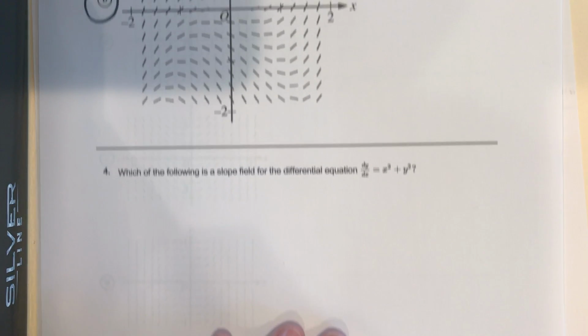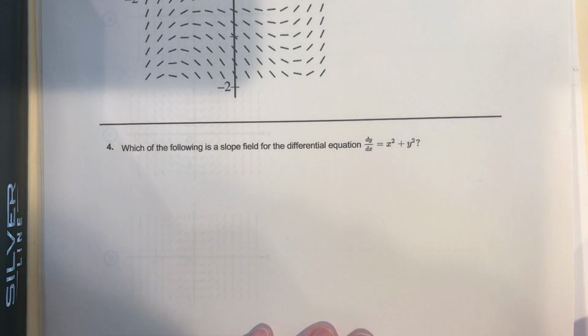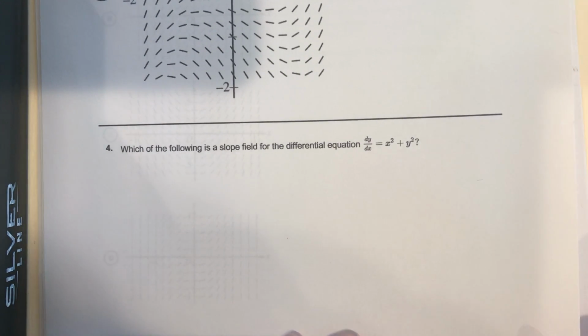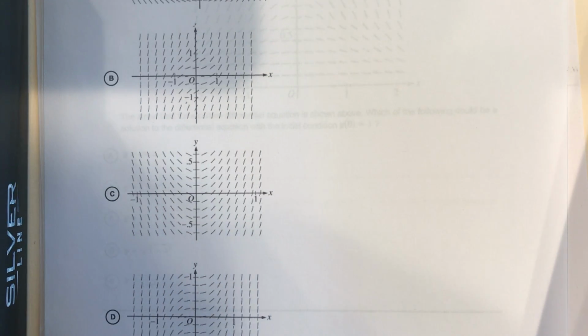Okay, on to number 4. Now number 4 is a little bit nicer because the slopes are at least all on one page. So I'm going to work through the same thing, and I'm going to test some points in different quadrants. This time we have x² + y². Looking at the graphs, first I find a point where maybe they're all a little different.